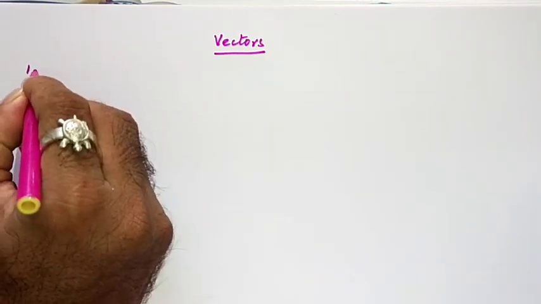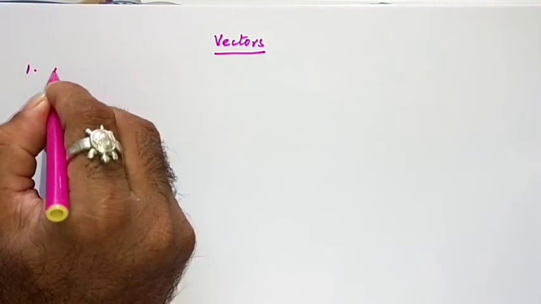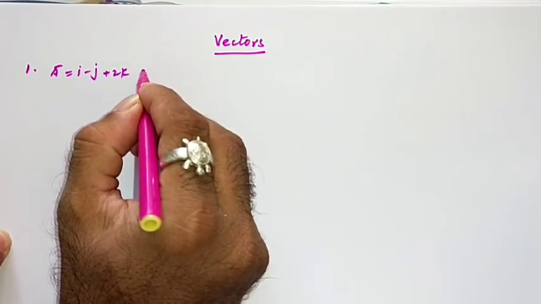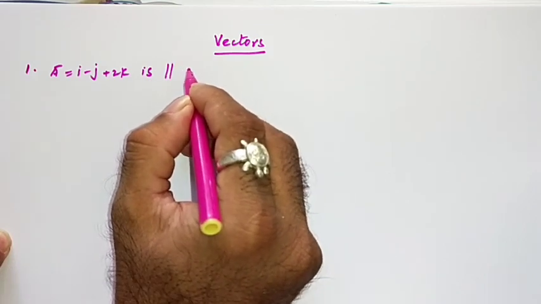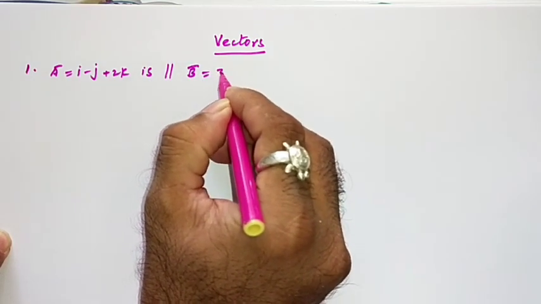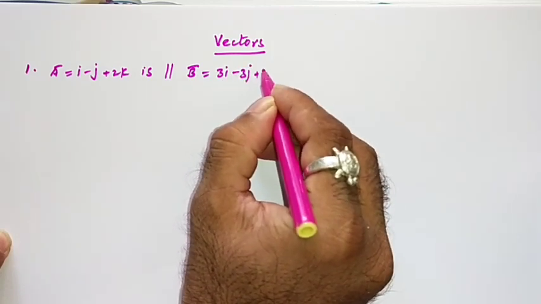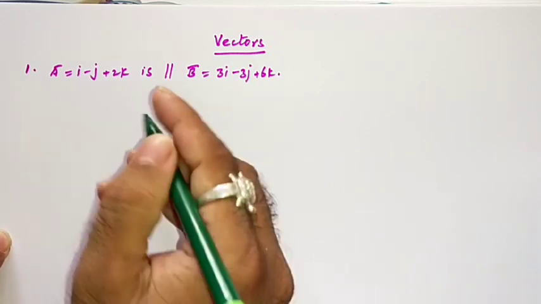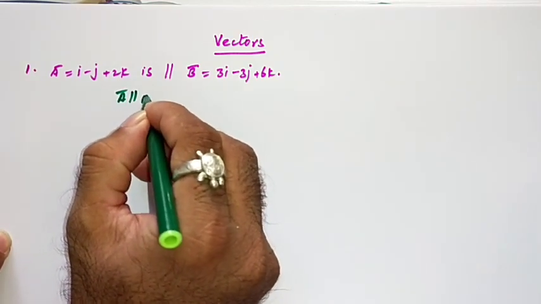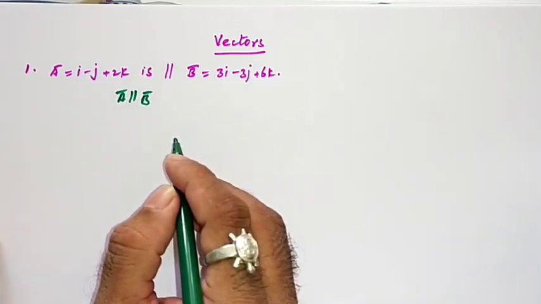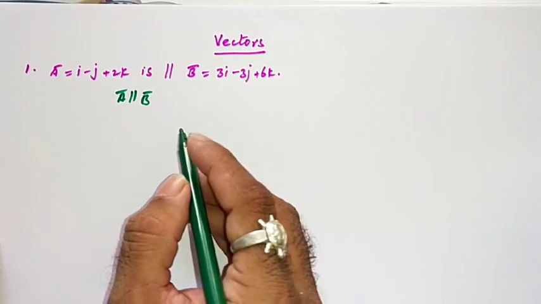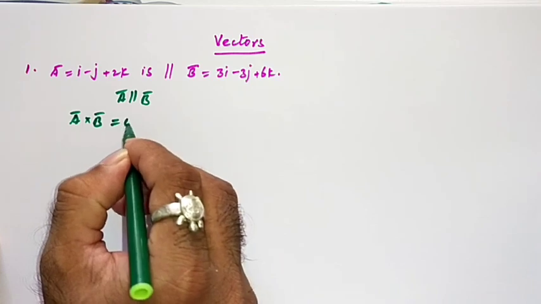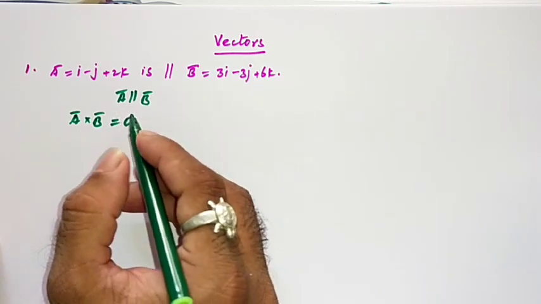Right, the first problem is: show that vector A = i - j + 2k is parallel to vector B = 3i - 3j + 6k. This is the question. We need to show these two vectors are parallel, means A is parallel to B. So what is the condition? If two vectors are parallel, their cross product should be equal to 0. This is the condition. If A is parallel to B, their cross product should be equal to 0.